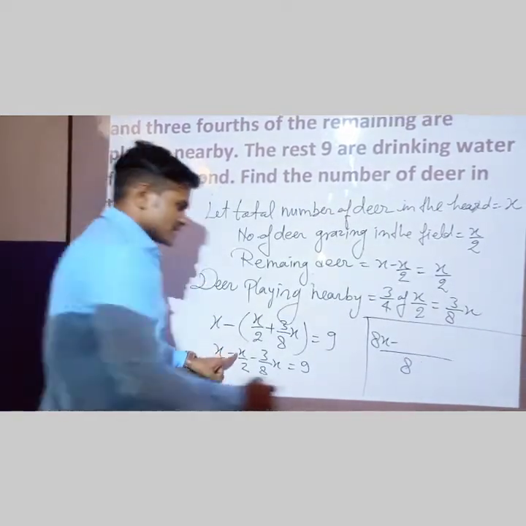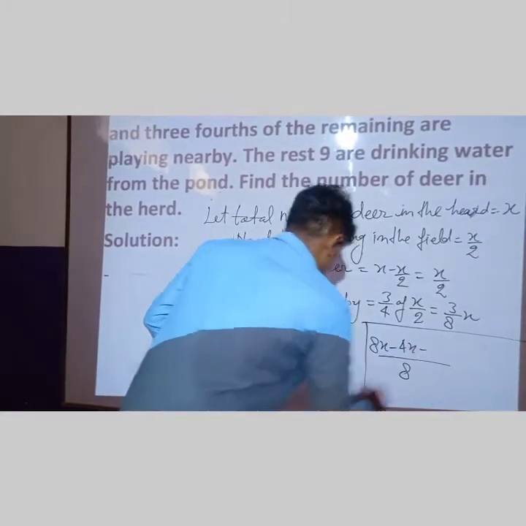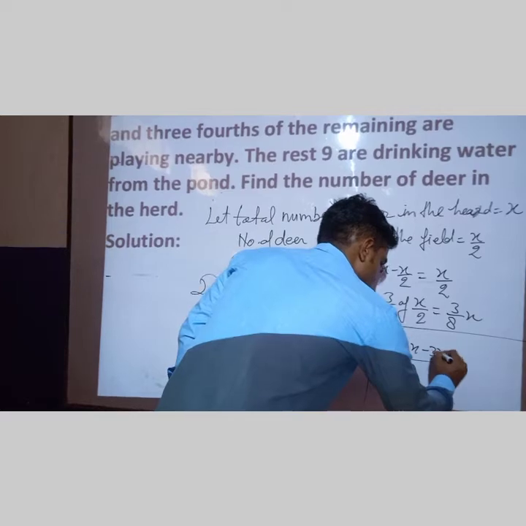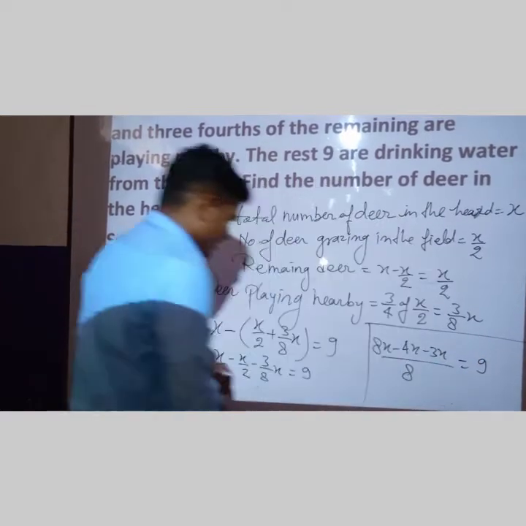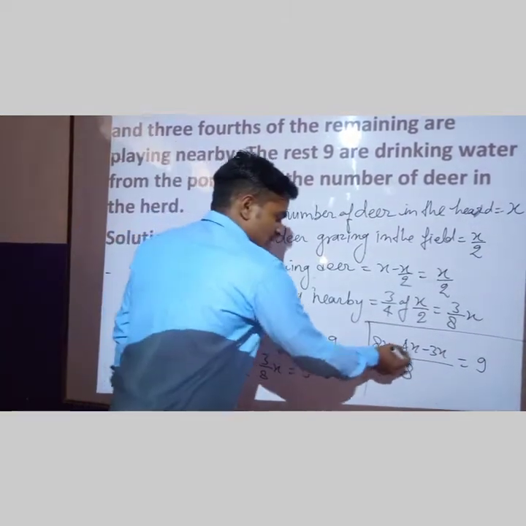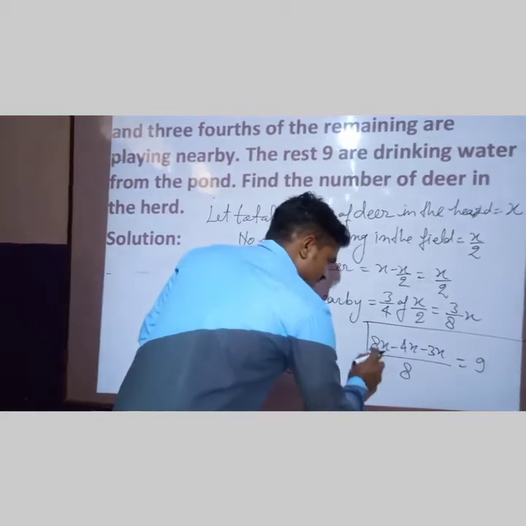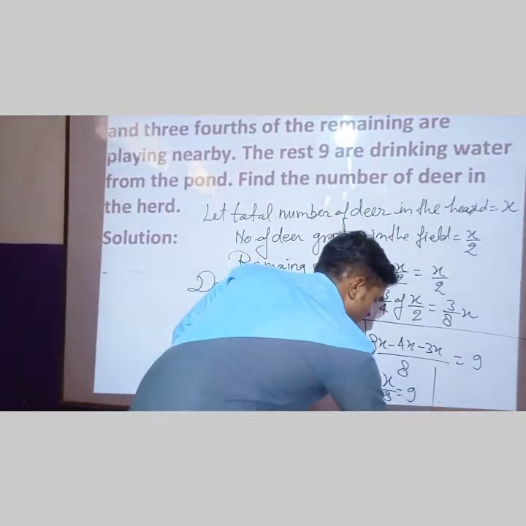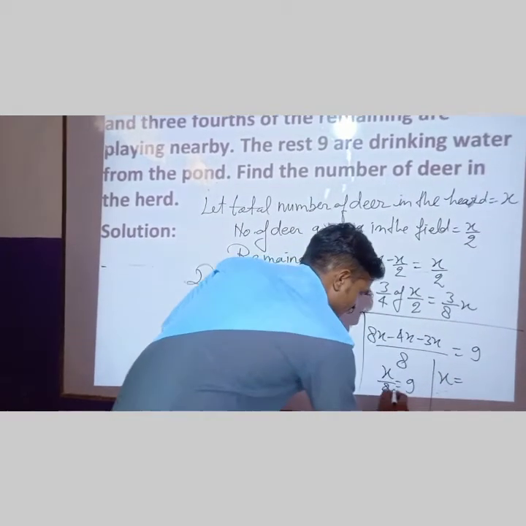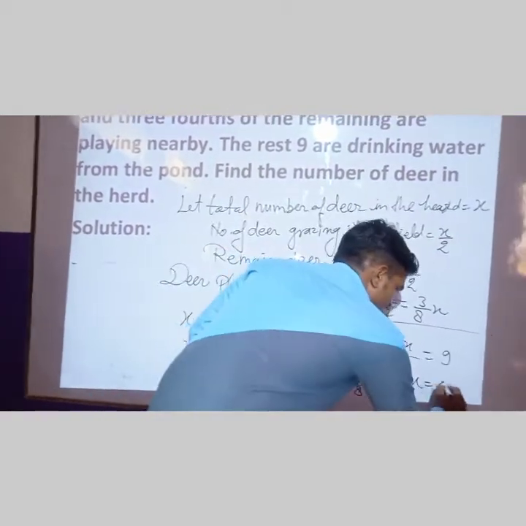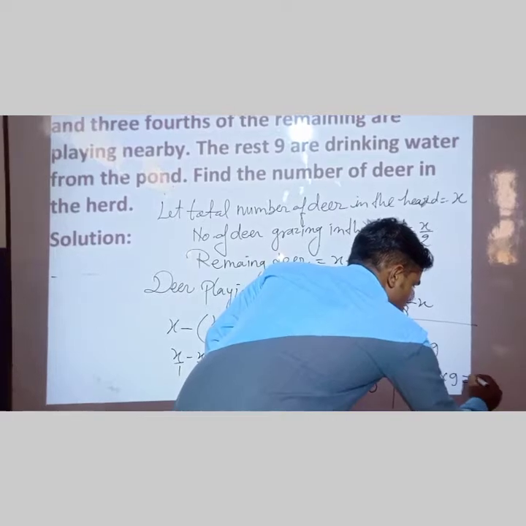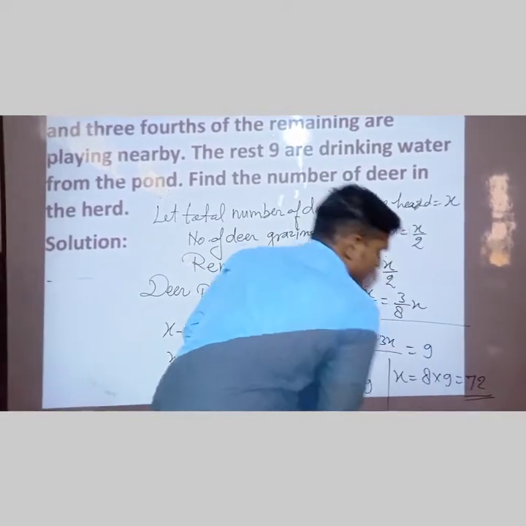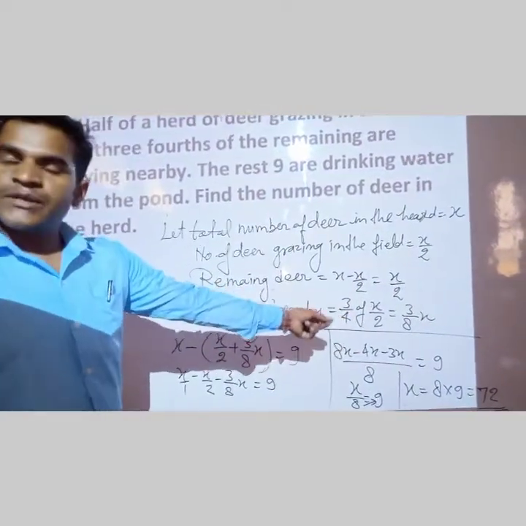So 8x minus 4x minus 3x is equal to 9 according to the question. So 8x minus 4x minus 3x, that is 8 minus 7, x upon 8 is equal to 9. So students, x is equal to, by cross multiplication, we get 8 nines are 72. So the total number of deer is 72.